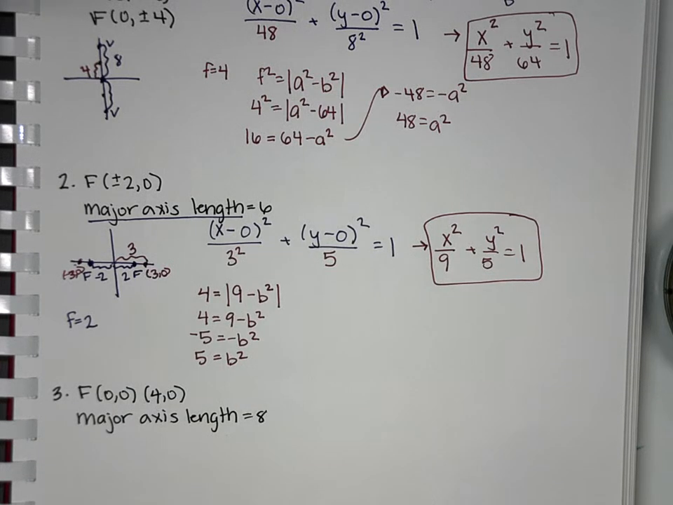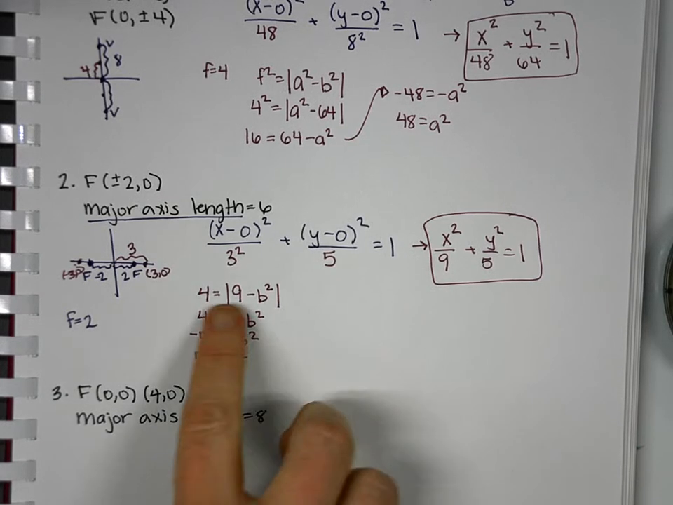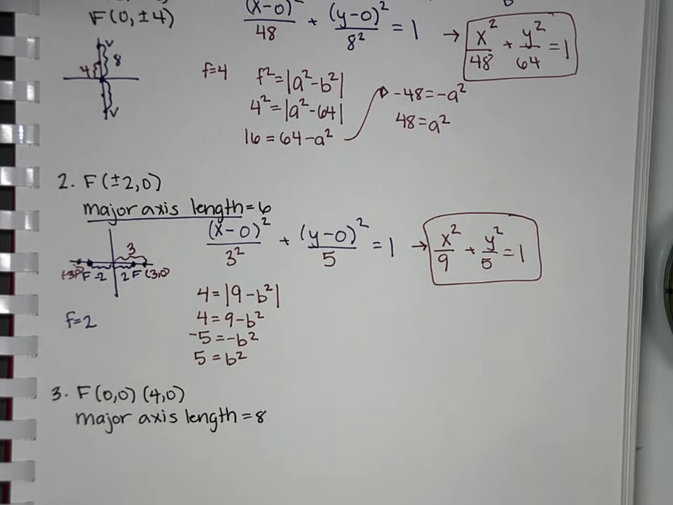So hopefully you've seen how, whenever we're given the focus, we tend to need to use the focal length formula. The major axis is going to help us with our vertices, so it's another way that we're given that information.